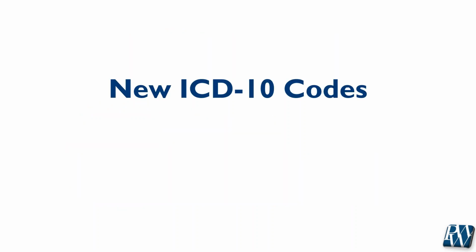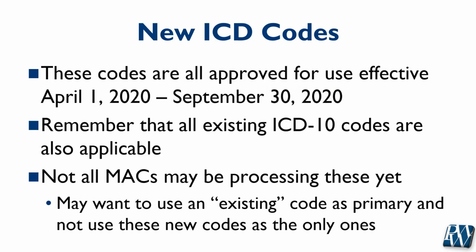Now let's look at some COVID-19 specific ICD-10 codes that we've got. First, keep in mind these codes are approved and effective as of April 1, 2020. That goes through September 30th of 2020. Of course, the public health emergency could be expanded past that time, so keep that in mind. This may be an open-ended date, but for now it ends September 30th.